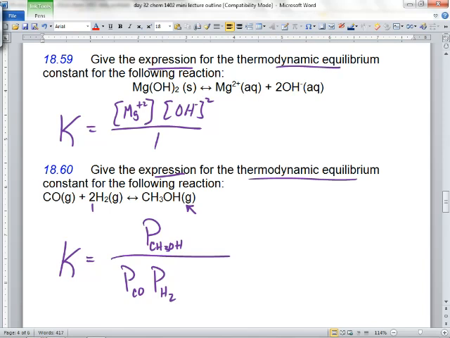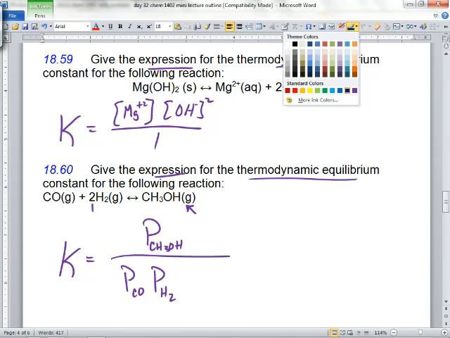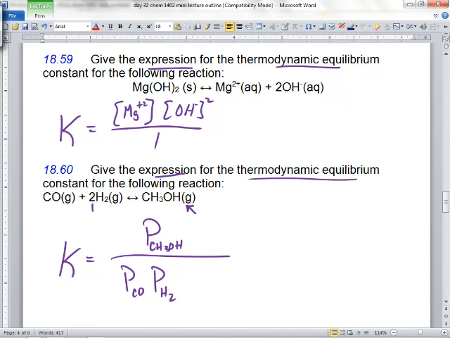Wow. All right. Okay. So you have to square it. Make sure you put a 2 up there. Yeah, make sure you're squaring the P.